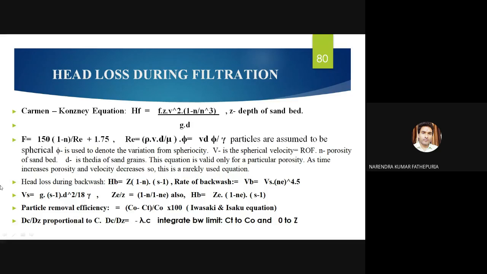Okay. So head loss during backwashing, this is the equation they use for the calculations. Head loss during backwashing, with B in subscript. So Z into (1 minus N) is equal to 1 minus... settling velocity, you will get the formula. The rate Z will be integration. So they keep asking sometimes, generally they don't ask, so don't go into details.